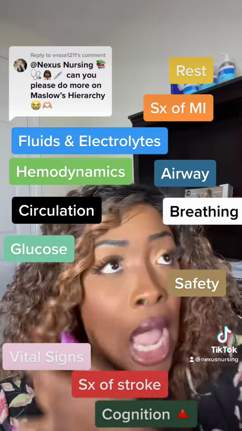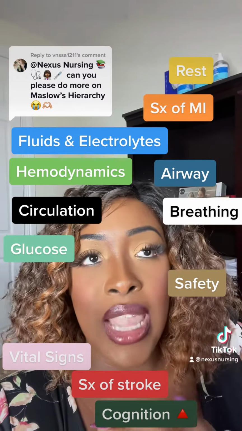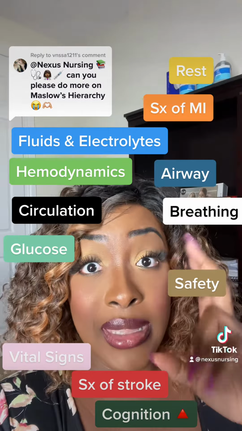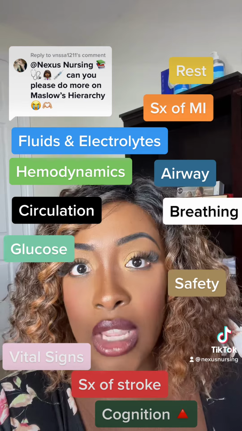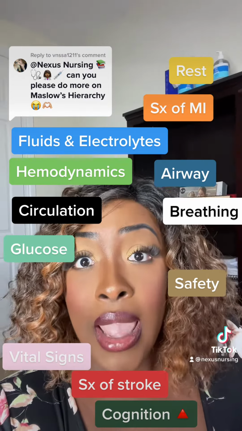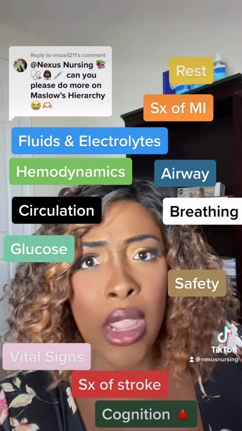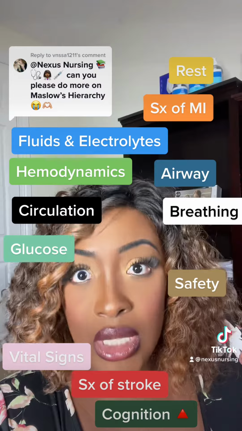Whenever you see a test question, or a situation, I should say, and they tell you the patient's ABCs, then all of a sudden they're confused. They're not alert like they used to be. When you see a change in the patient's cognitive status and it's declining, so they were awake, alert, oriented, then all of a sudden their cognition has declined, you're running to that patient.